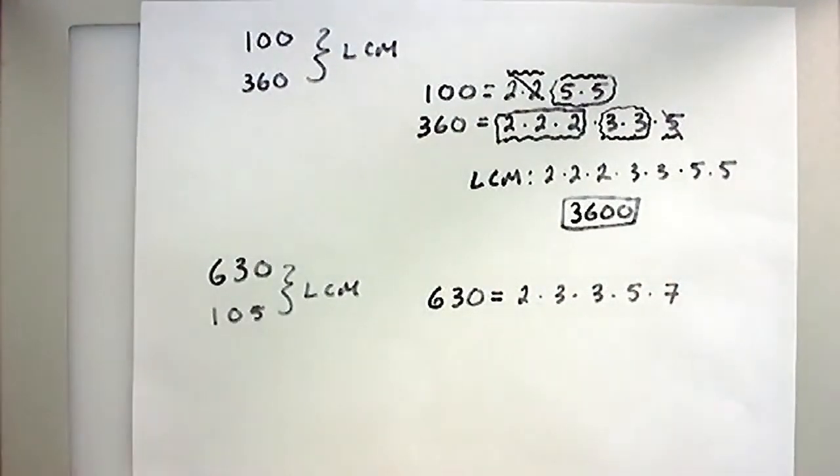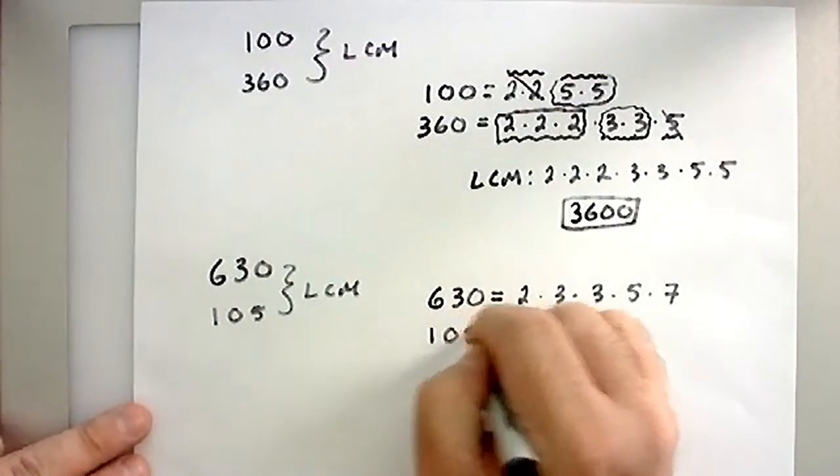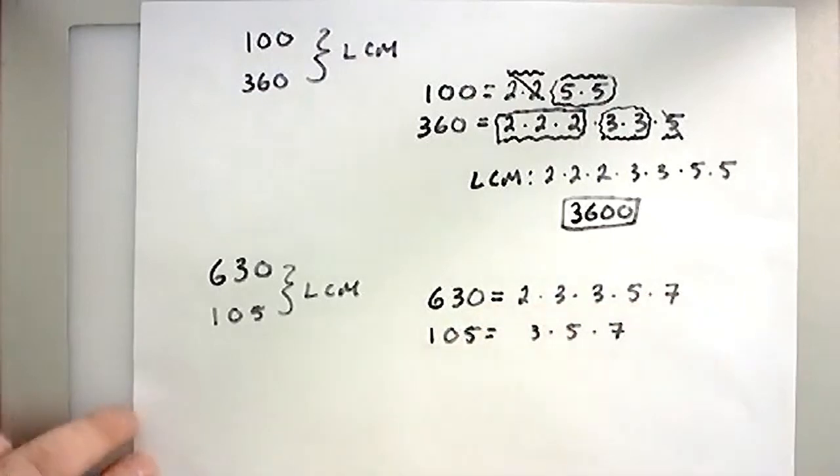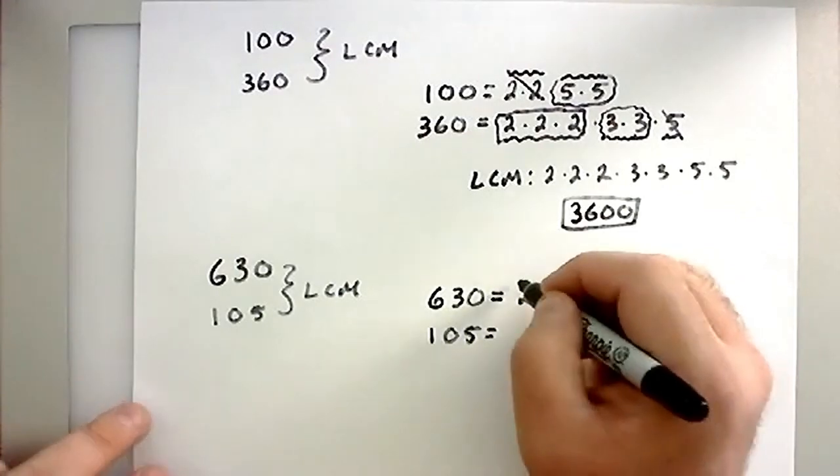630 is 2 times 3 times 3 times 5 times 7. 105 is 3 times 5 times 7. So what we're going to do, hopefully now you get the idea, is go through, try it, and see what you get. Or rather, sorry, pause it, do it yourself, and then go back and see if what you got matches what I get. So we'll start with the 2s.